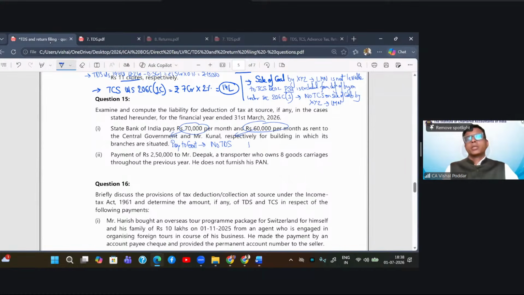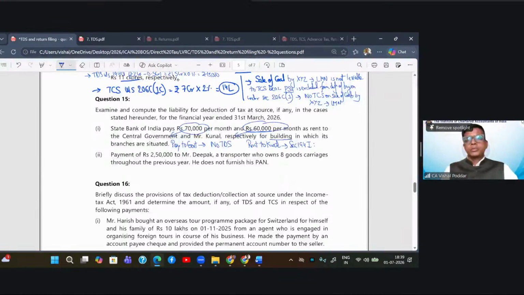Then comes rent given to Mr. Kunal. Now for this, we will test section 194I conditions. Payer is SBI, valid. Recipient is Kunal, who is a resident, valid. And the amount annually should exceed 240. Now monthly is 60. So 12 6 are 72. So annually it is exceeding. So all parameters are satisfied. And here what is given on rent is building. So the TDS rate is 10%.